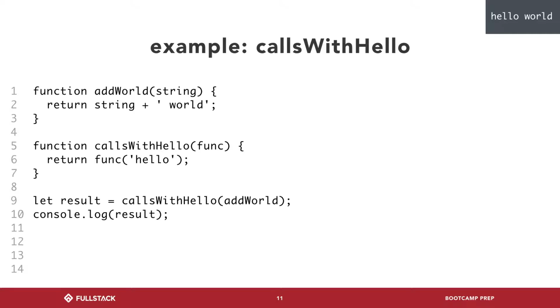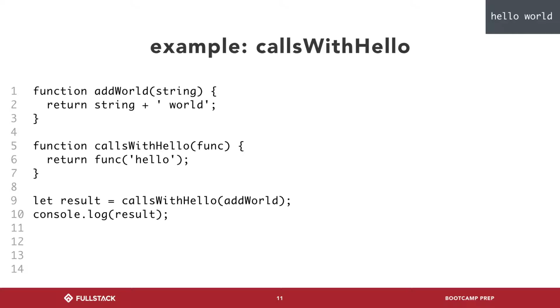When I hit line 5 through 7, same thing. I've just created this function called callsWithHello. Nothing's run. Nothing's being executed yet. I hit line 9, and now I'm actually starting to execute code. How do I know I'm executing code? Well, because I see an equal sign here, which means I need to figure out what the right-hand side of the equal sign is. And the right-hand side is callsWithHello. So now I know I'm executing callsWithHello.